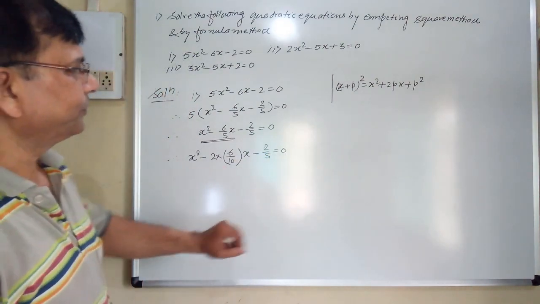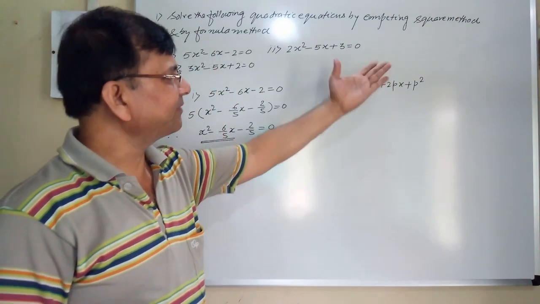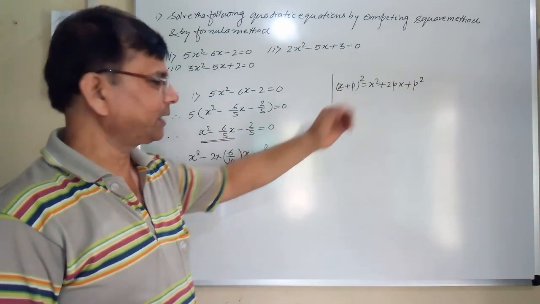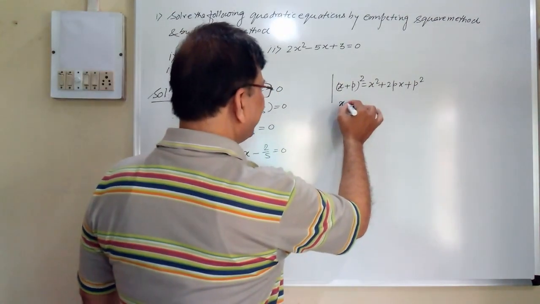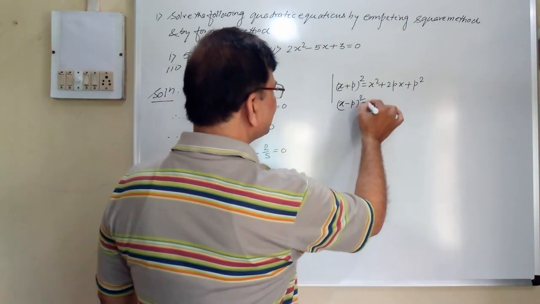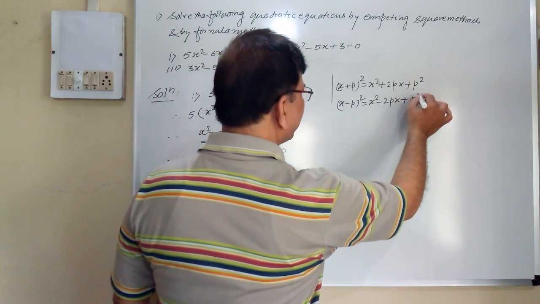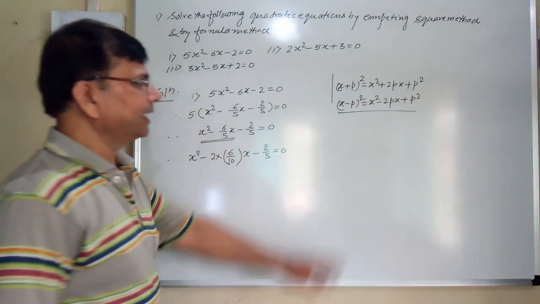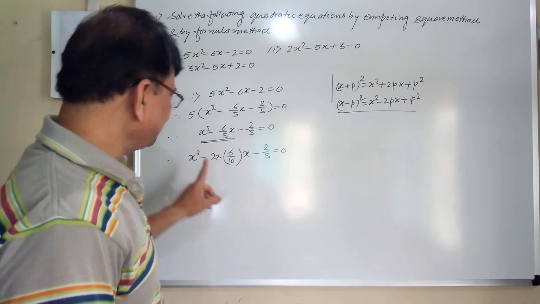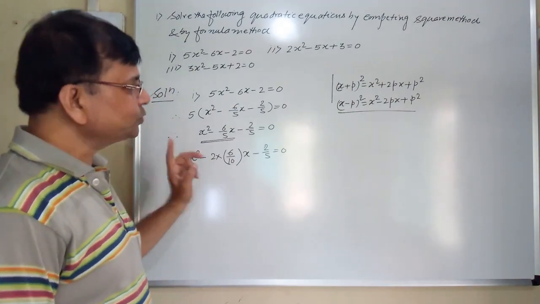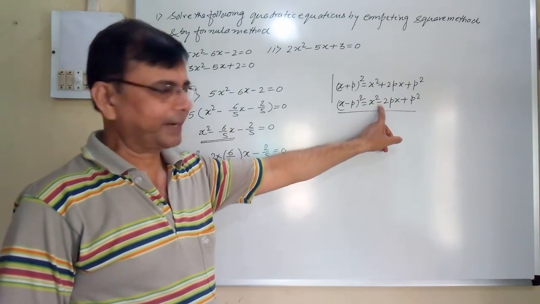Now look carefully: x square plus 2px plus p square, then it is a perfect square, that is x plus p whole square. If we take minus, then minus comes here: x minus p whole square is equal to x square minus 2px plus p square. Both things will happen. If there is plus here then plus comes here, if there is minus here then minus comes here. Now since there is minus here, that is why I have taken this form, minus.